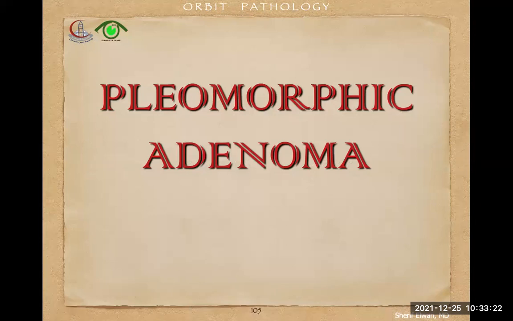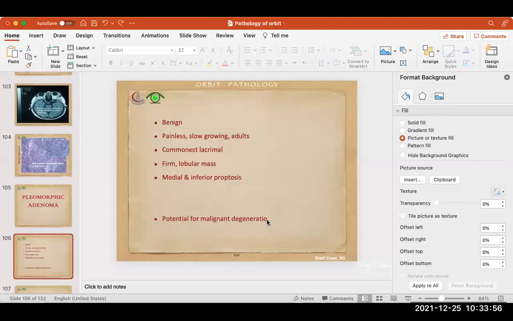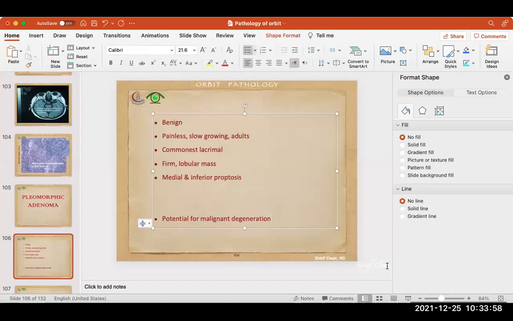Finished with lymphoma, we come to pleomorphic adenoma, and by pleomorphic adenoma of the lacrimal gland in particular, we mean the mixed lacrimal gland tumor. It is benign in nature, painless, slowly growing, occurs in adults. It's the commonest lacrimal gland tumor, firm with lobular masses, and may cause proptosis. And proptosis, anatomically speaking, would be medial and inferior in this case here. It has a potential for malignant degeneration.